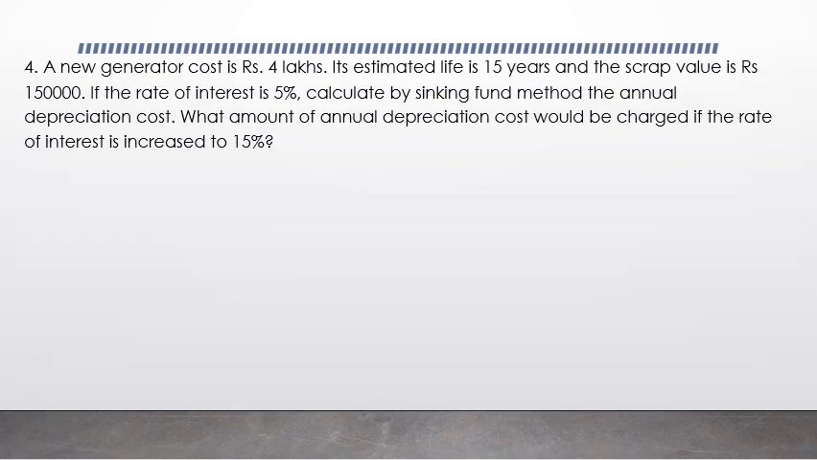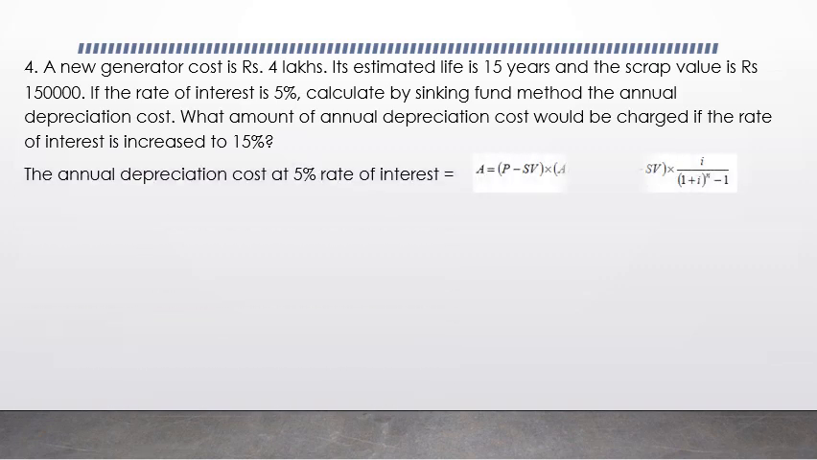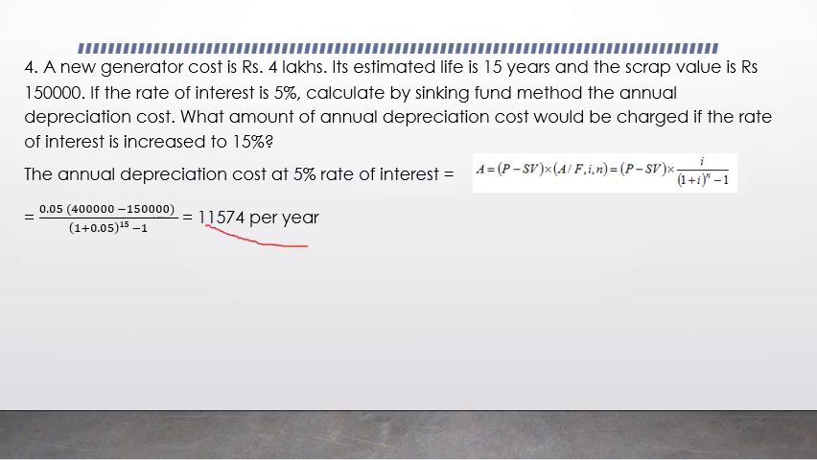Let us go to the next problem. A new generator costs 4 lakh rupees. Life is given as 15 years. Scrap value is given as 1.5 lakhs. Interest rate is 5%. Use the sinking fund method. Formula is simple, same formula. P minus SV into I by 1 plus I to the power of n minus 1 at 5%. Substitute the values. We get it as 11,574 per year, or that is the value during the first year.